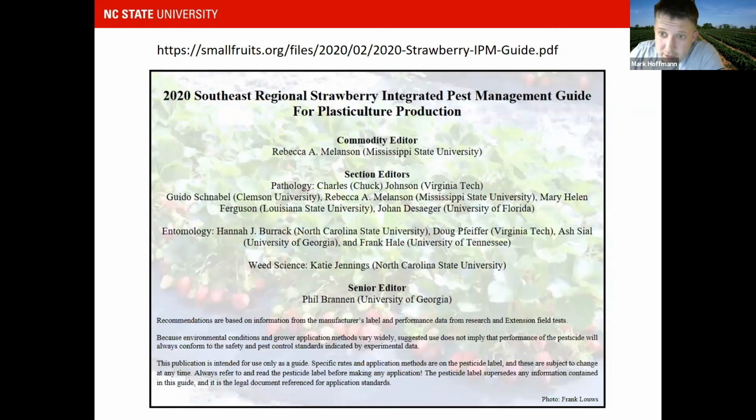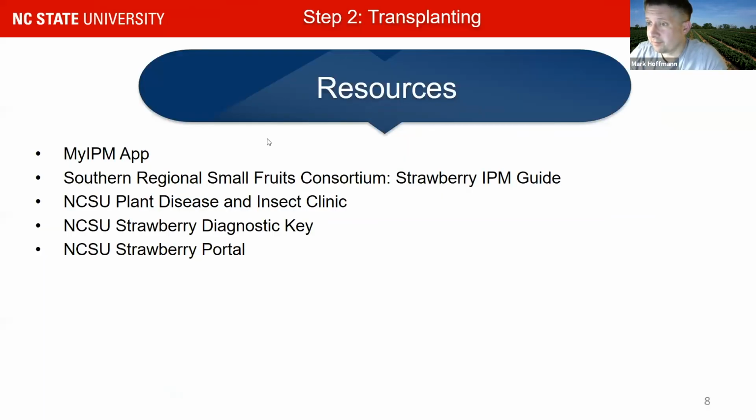And then another tool which I would like to mention quick is the Southeast Regional Strawberry Integrated Pest Management Guide for plastic culture production. That is also updated every year. It contains very similar information to the My IPM app. It has more spray recommendations in there, and fewer pictures. There are no pictures in it, but there are very thorough recommendations on what to spray, what pesticides you can use, in which amount, and when to use it. So that's a very important resource, and it's again free. You just have to access it and print it out.